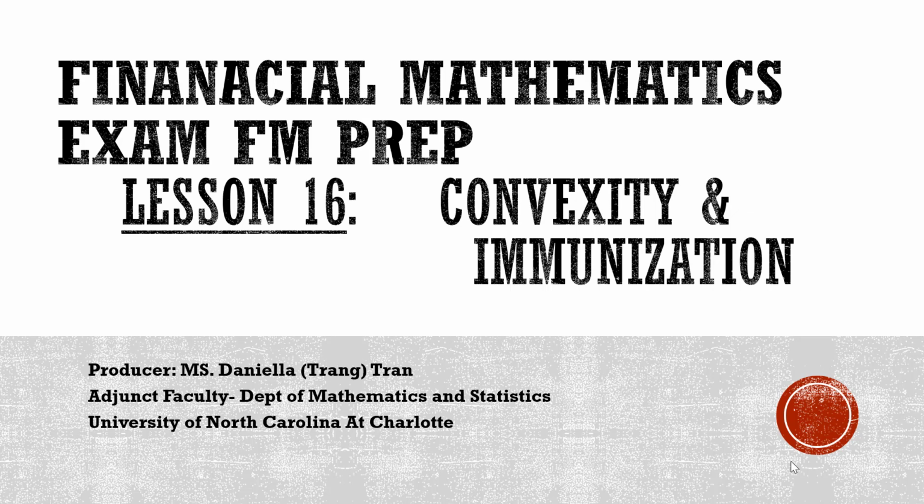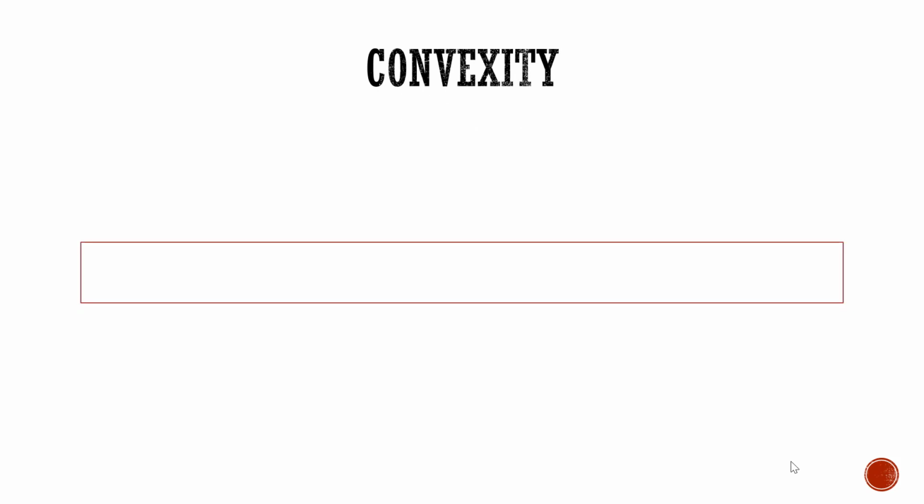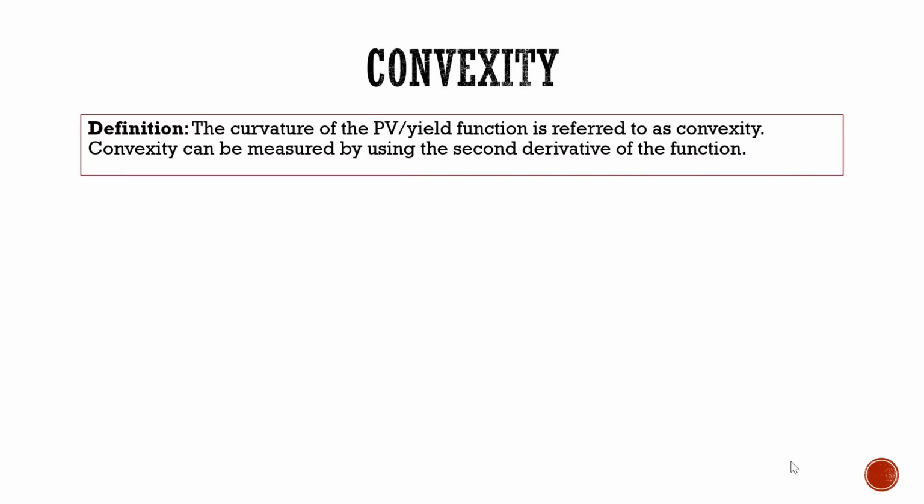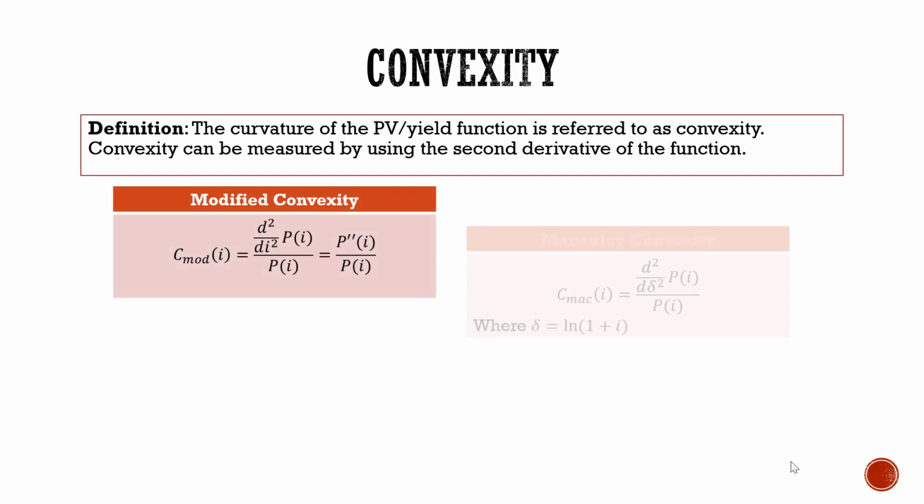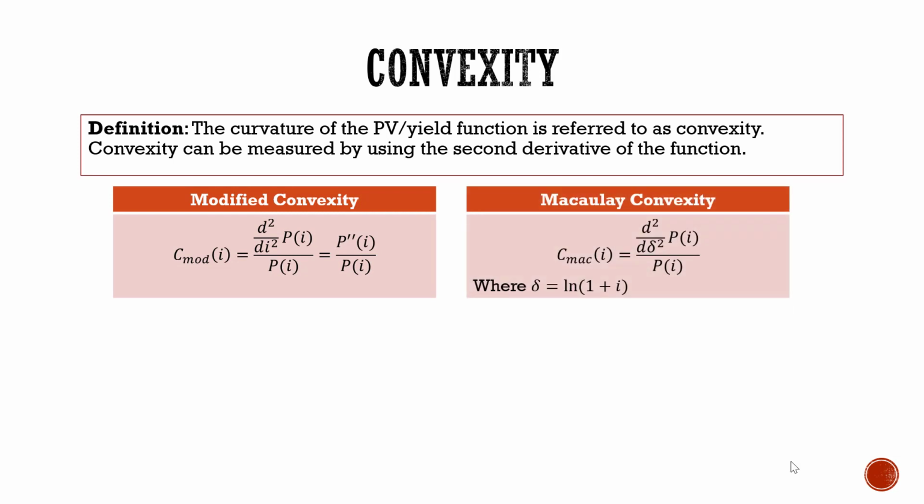Daniel's here and today I'm going to talk about convexity and immunization. First, convexity. Definition: the curvature of the present value function is referred to as convexity. Convexity can be measured by using the second derivative of the function. And similar to duration, we have two types of convexity, the modified convexity and Macaulay convexity.